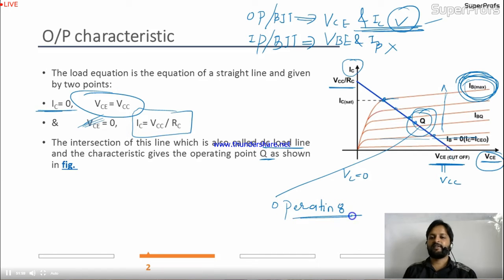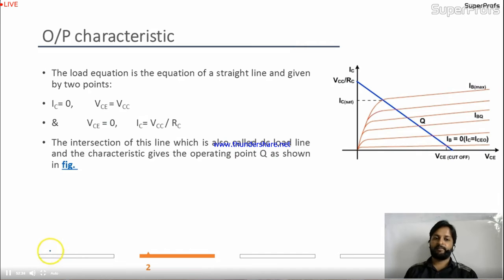Operating point says that this should be the region in which the transistor should work for better amplification. So we need to choose this Q because it's in our hand now. VCC divided by RC is in our hand, RC is in our hand, VCC is in our hand. So we can control this Q. So we'll choose the operating region in such a way that better amplification occurs in the output.